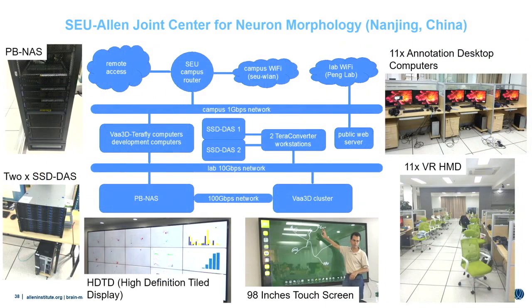Our center also provides a number of high-end hardware to support the entire annotation process, including petabyte storage, fast SSD storage, and the high-definition tiled display. Also, we have the touch screen. For each annotator, we have a very powerful computer and the VR equipment. In total, we have 11 of these right now.